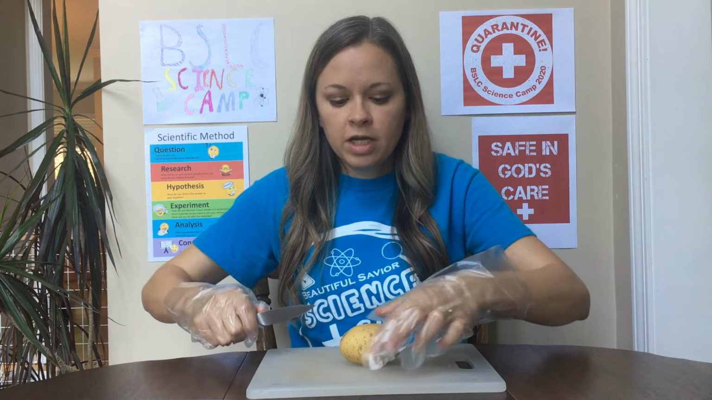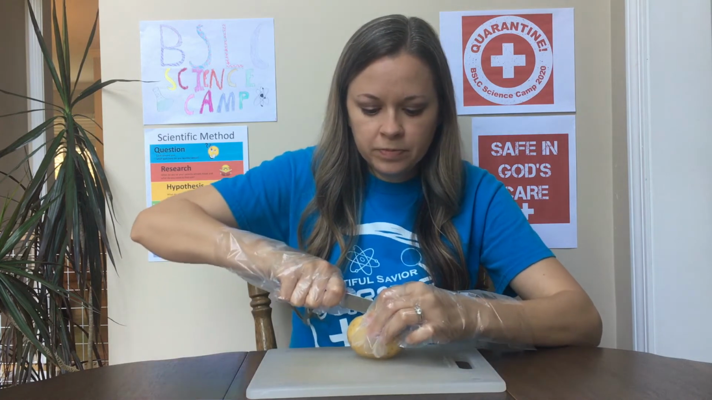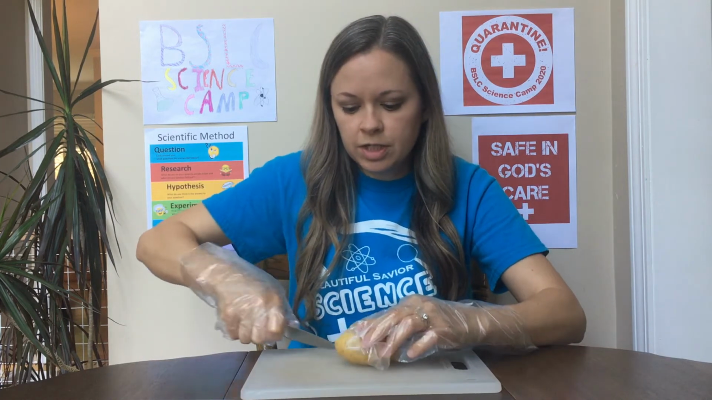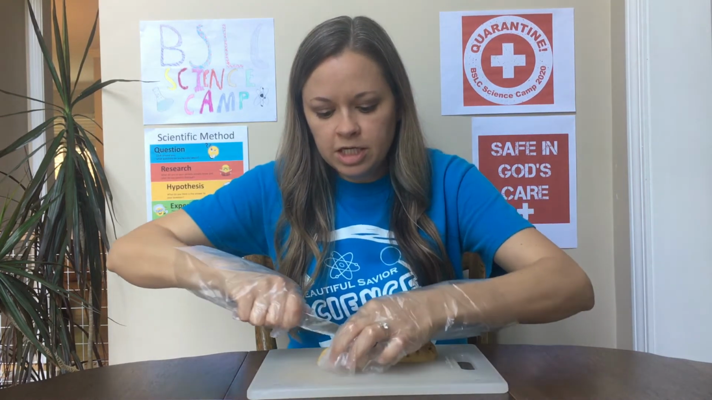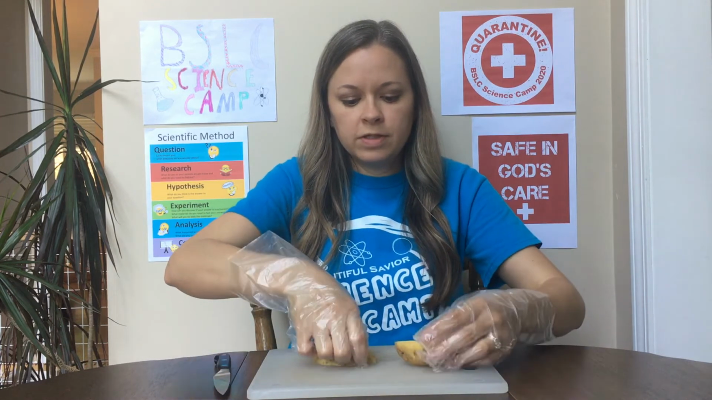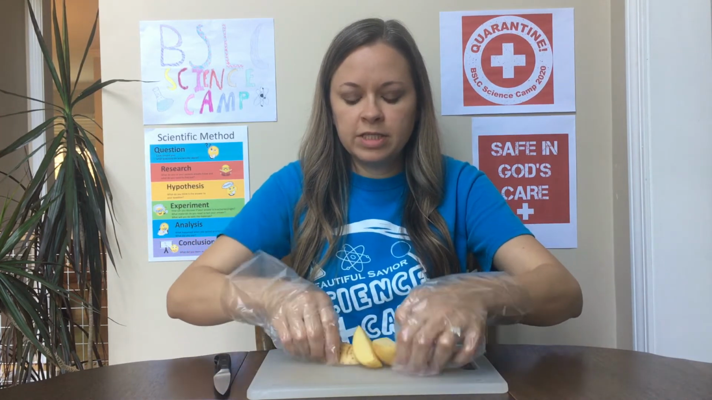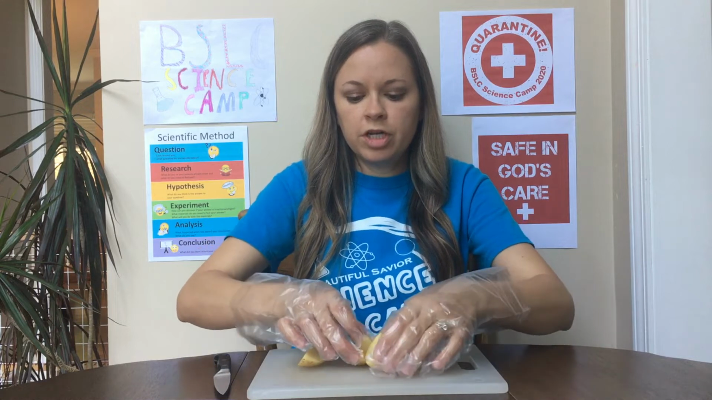Okay, once my gloves are on, I'm going to cut my potato into 4 equal pieces. You can cut it however you like. I'm just going to cut it in half, and then cut each half in half again. Okay, so now I have my 4 pieces of potato, and this is what we're going to use to grow our germs.